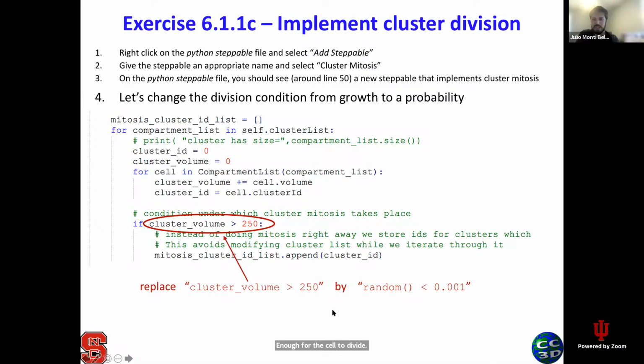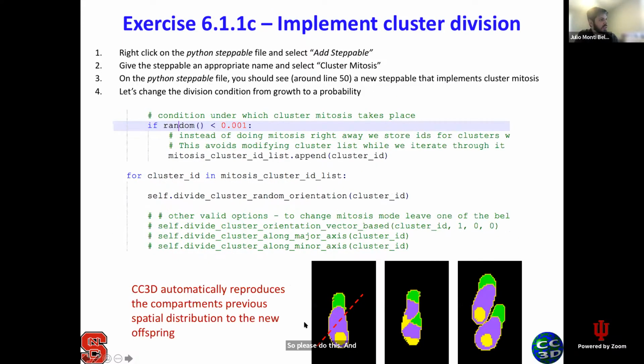So please do this. And after you do this, you can look at that here, that this is going to be the condition of which cluster will be dividing in your code. And then CompuCell goes over all the cells that should be dividing. And then you have self-divide cluster in a random orientation. And then you specify the cluster ID of which cluster of cells should divide.